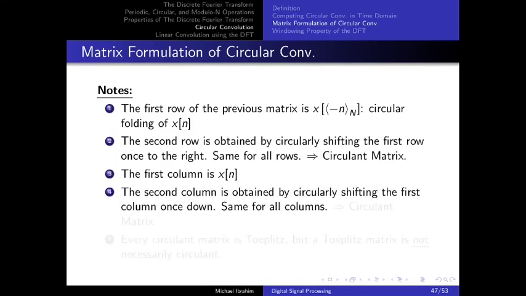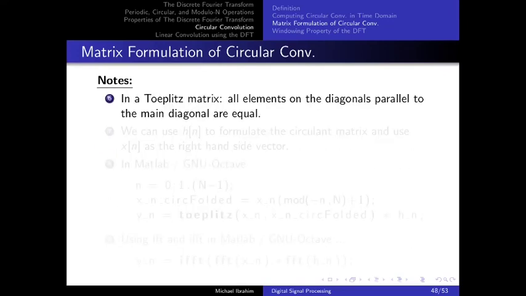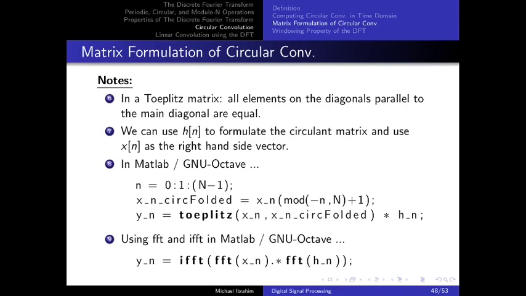Let's skip this part for now, slides 47 and 48. You can actually compute this matrix using a command called toeplitz. I will leave it to you to verify it and to verify the property, which is circular convolution in time and multiplication in the frequency domain.